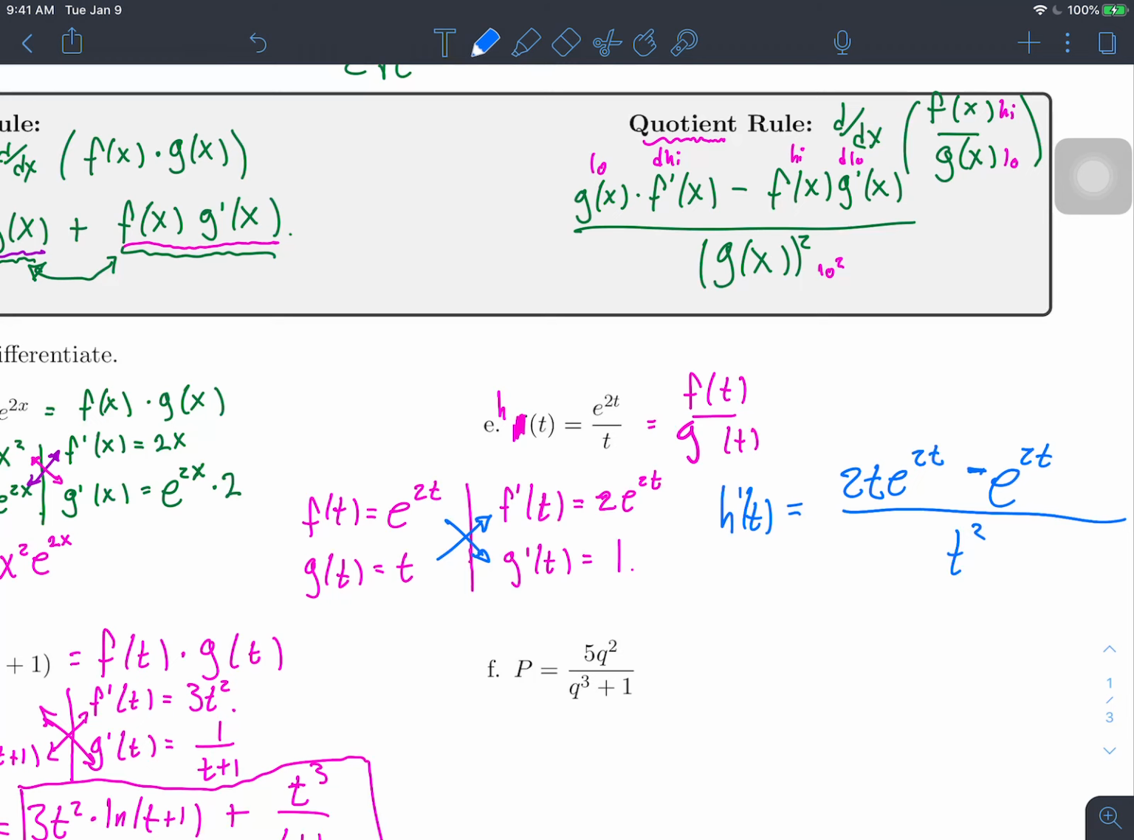Are there any questions about this problem, or about the quotient rule? Does anybody have a really good way of remembering the quotient rule that I don't know? Okay, that's fine. So that's how we do the quotient rule.